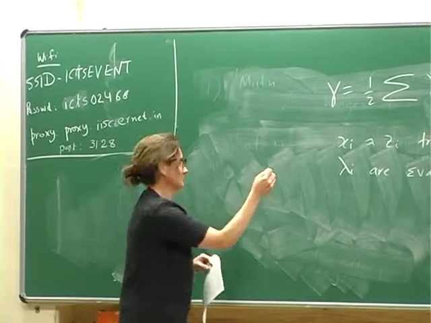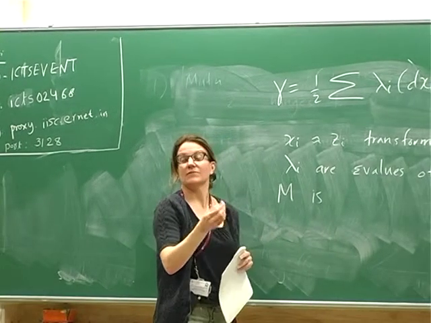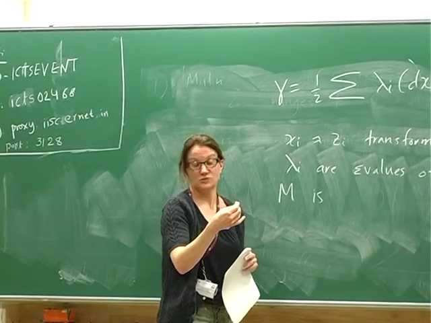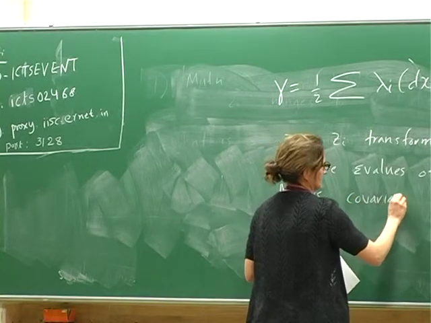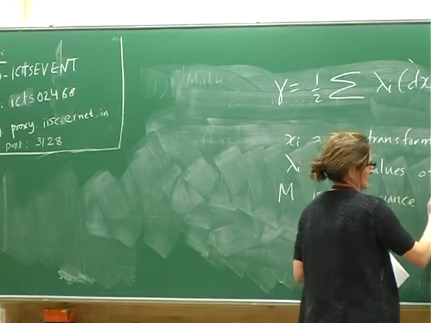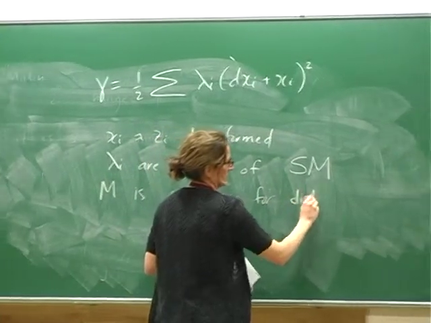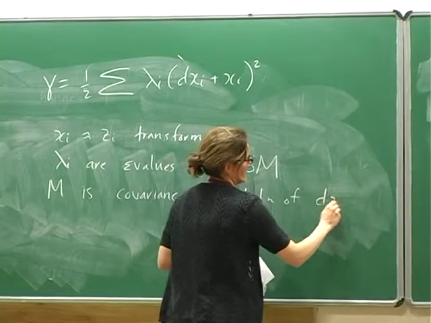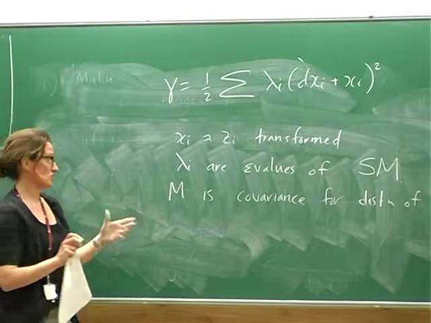Sorry, this is in my notes and I just skipped it. What is M? M describes the mutations, which mutations are possible. So this is a covariance matrix for the distribution of the DZ. I just threw the DZ on the board without telling you where they came from. So they're randomly chosen.